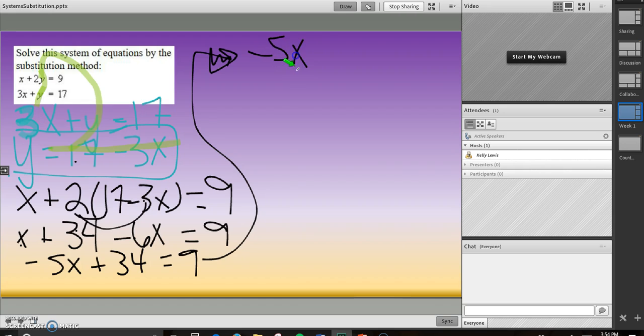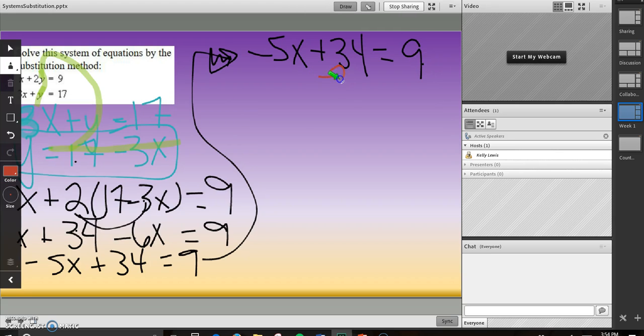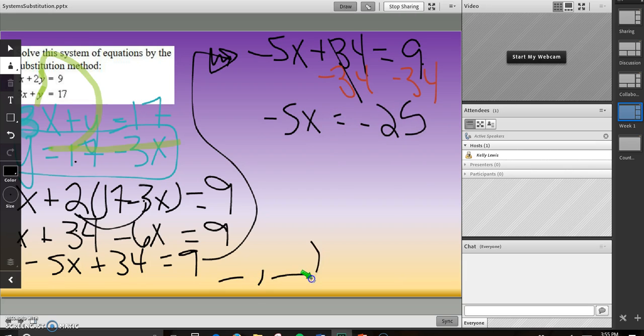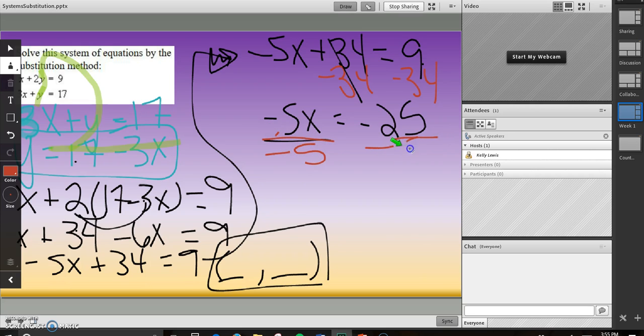I'm going to rewrite that. All right, this 9 is a regular number, so I need to move that 34. So I'm going to subtract it. And 9 minus 34 is negative 25. So I get negative 5x equals negative 25. So I'm going to divide by this negative 5, because you need the x all by itself. So negative 25 divided by negative 5 is 5. So the x is 5.